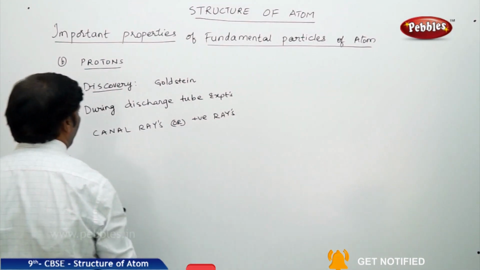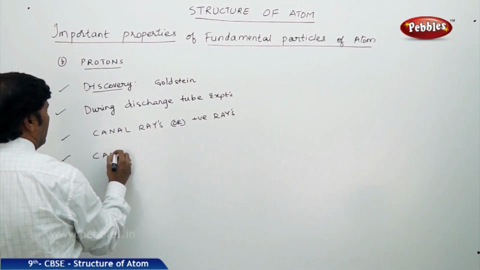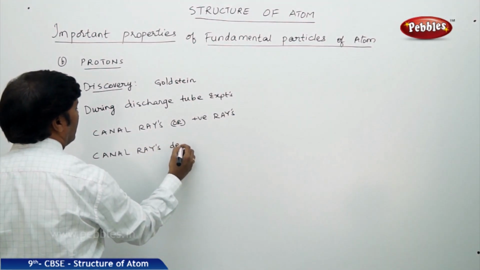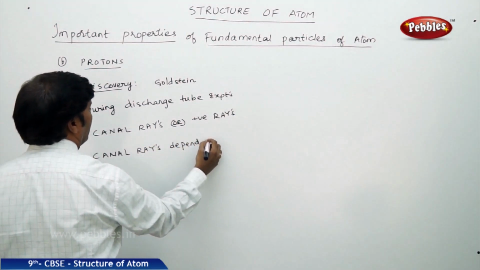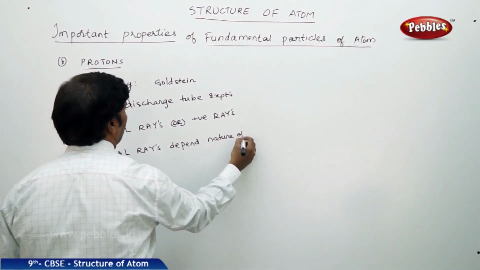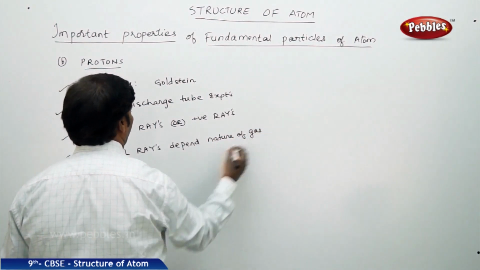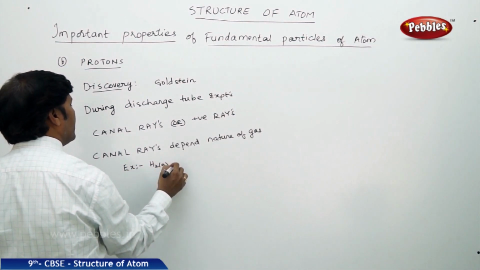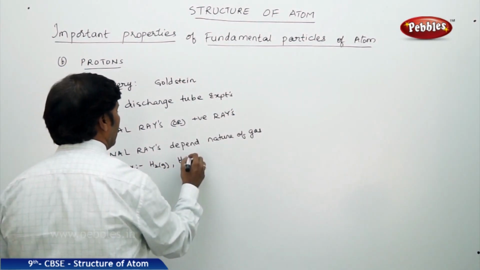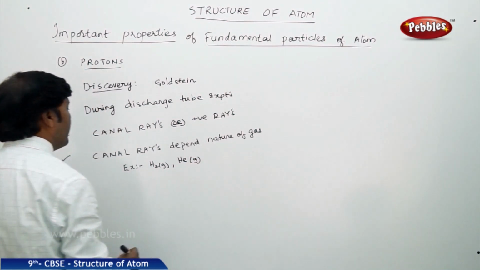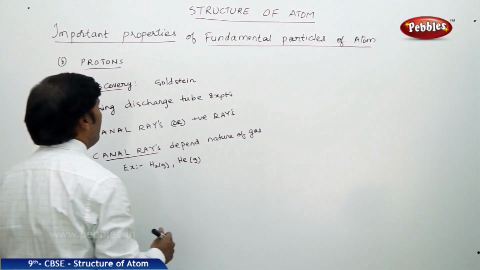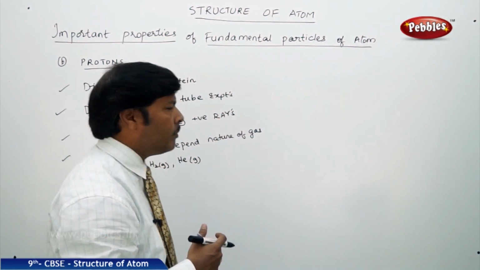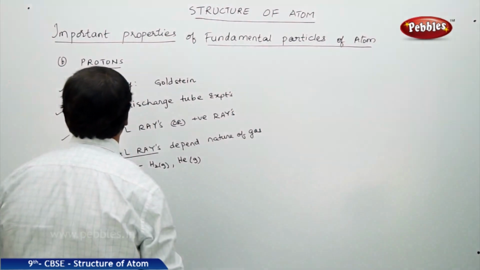These canal rays obtained from the discharge tube depend on the nature of gas. Nature of gas means preferably hydrogen, H2 gas, and helium. These are the two gases which we can pass in the discharge tube, and the positive rays come out from the electrode, and with those positive rays we can identify that those are nothing but protons.